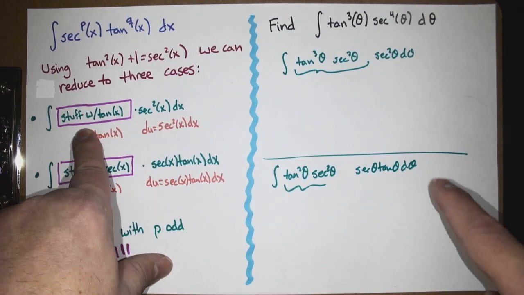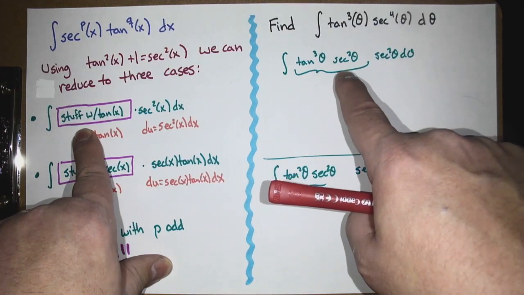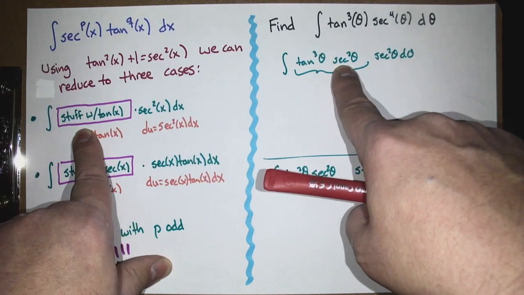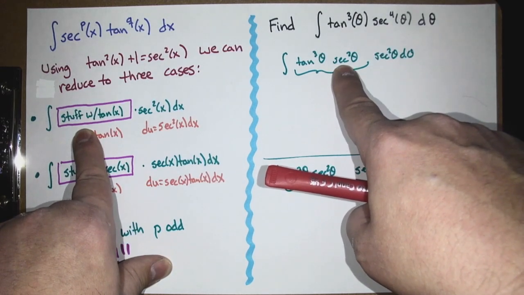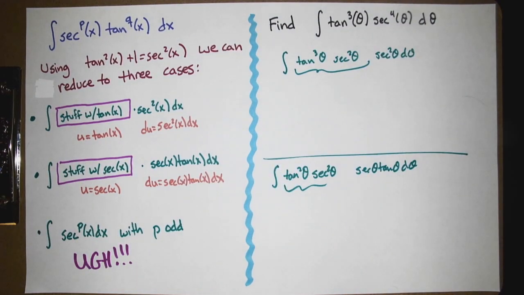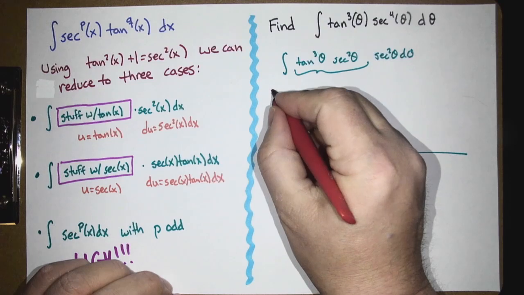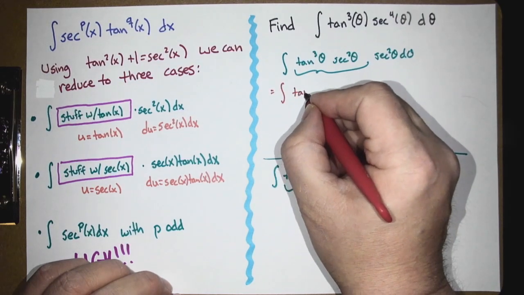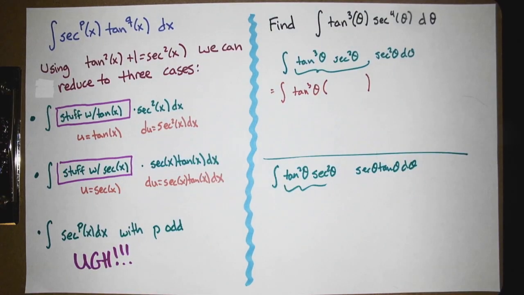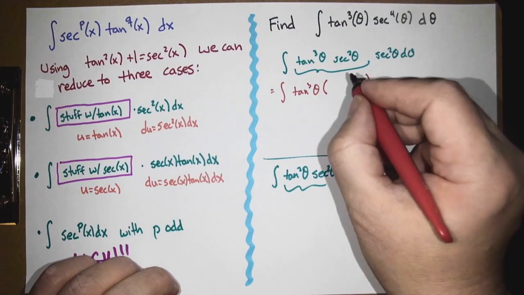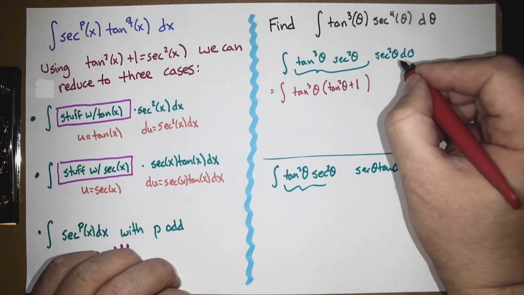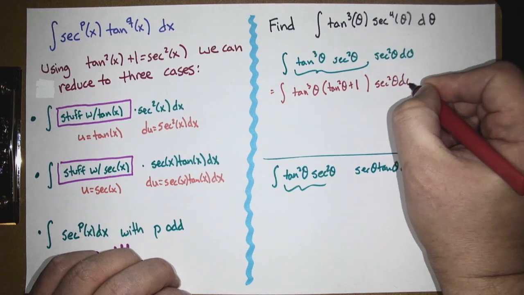It wants tangent stuff. So I ask myself, can I trade secants for tangents here? I look at the power of secant. Is that an even power? Yes, so we can make a trade. This becomes the integral of tangent cubed, which stays there. Secant squared becomes what? What's our identity? Tangent squared plus 1. And then we have our secant squared theta d theta.